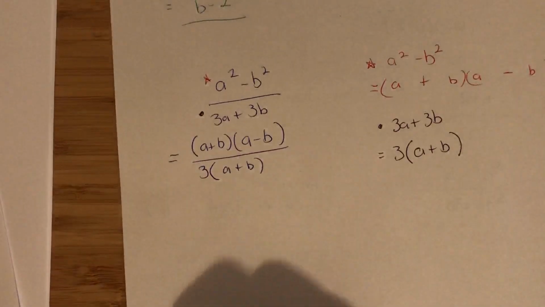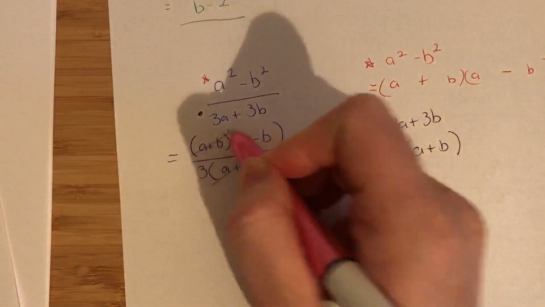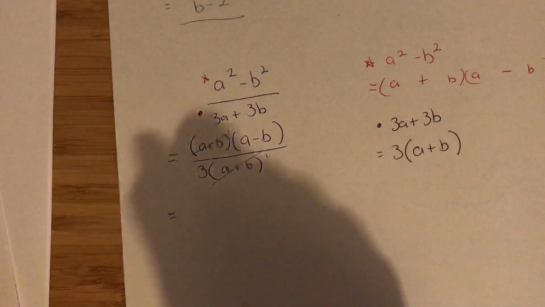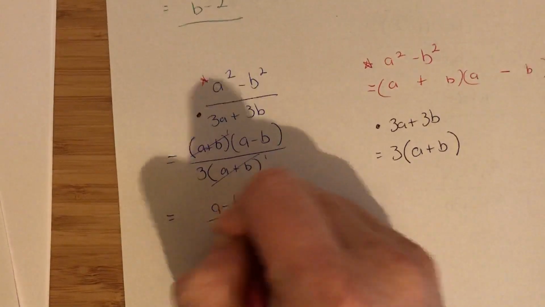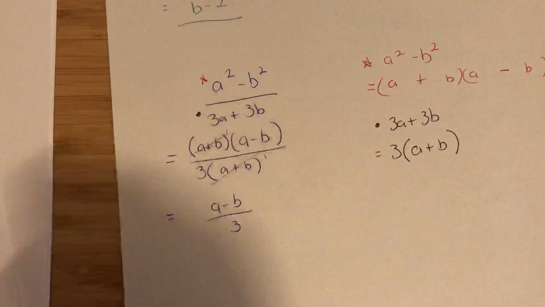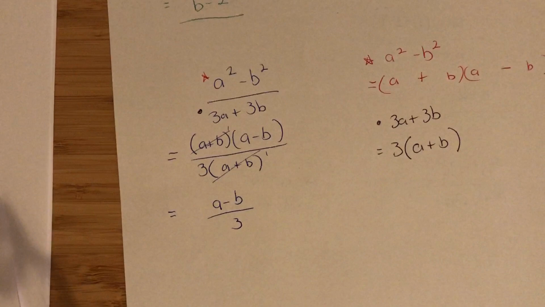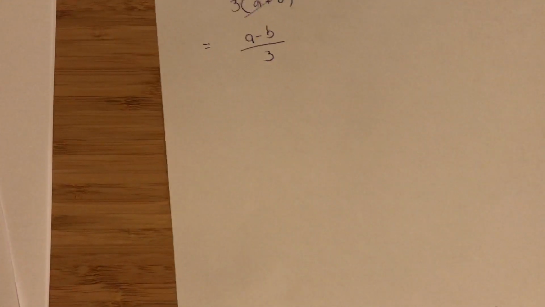We can see that a plus b is a factor on both, so they both simplify to 1. So on the numerator we have a minus b, and on the denominator we have 3. And that's you simplified another algebraic fraction. Right, let's look at another one.